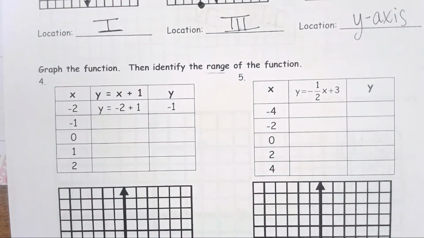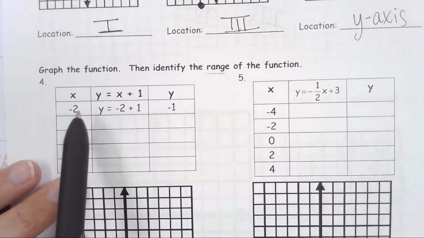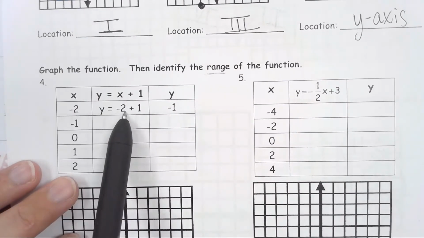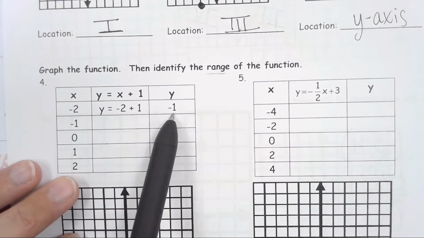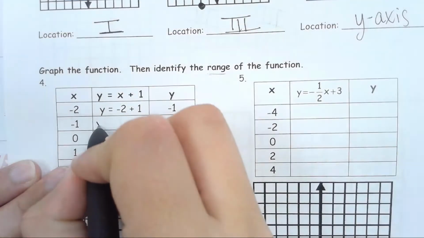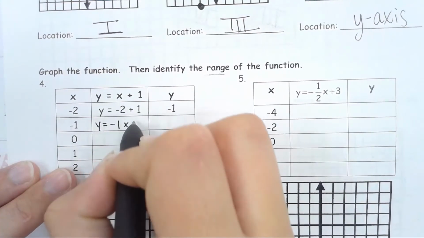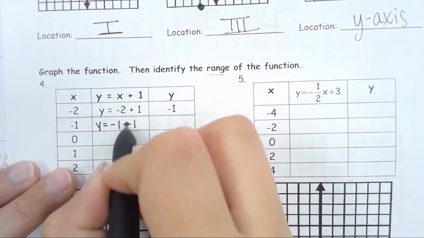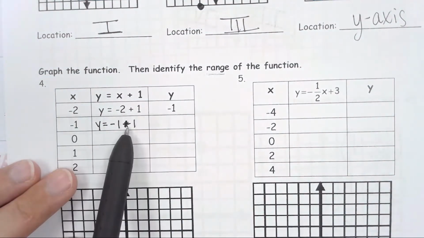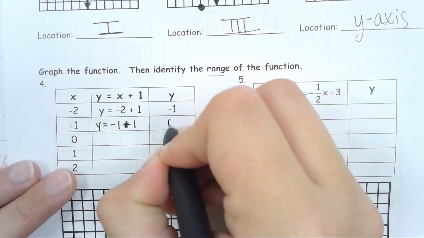Okay? So let's see what happens here. So they already did the first one for us, so they plugged -2 in for x, and they saw that -2 plus 1 is a -1. So let's do the next one. So again, all that I'm doing is I'm plugging in -1 for x in my equation. Oh, not times, plus. And then I'm just solving this. So -1 plus 1 gives me 0.